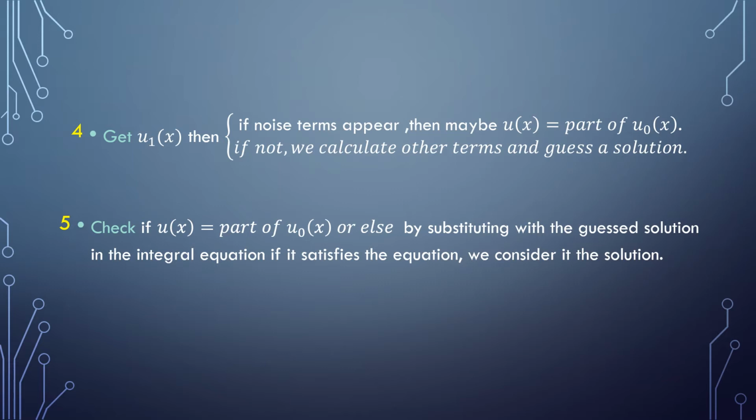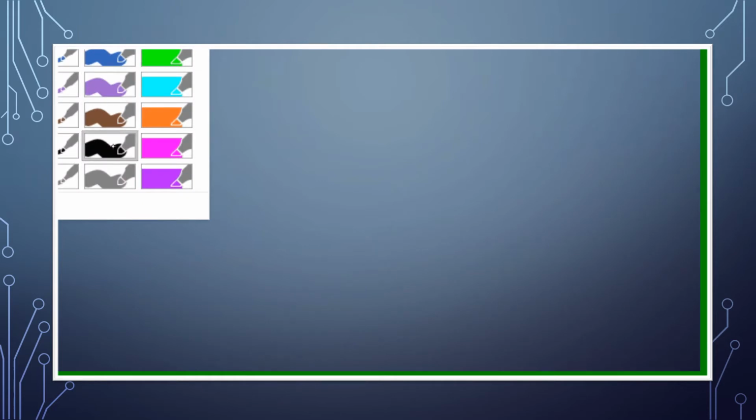And then in number 5, you check if u of x that you claimed is right or not. Of course, by substituting in the integral equation and see if the right hand side equals the left hand side. If so, then your claim is right. If not, try something else. Okay? To make it easy for you to understand the last steps that I have mentioned, let me explain it for you in this way.